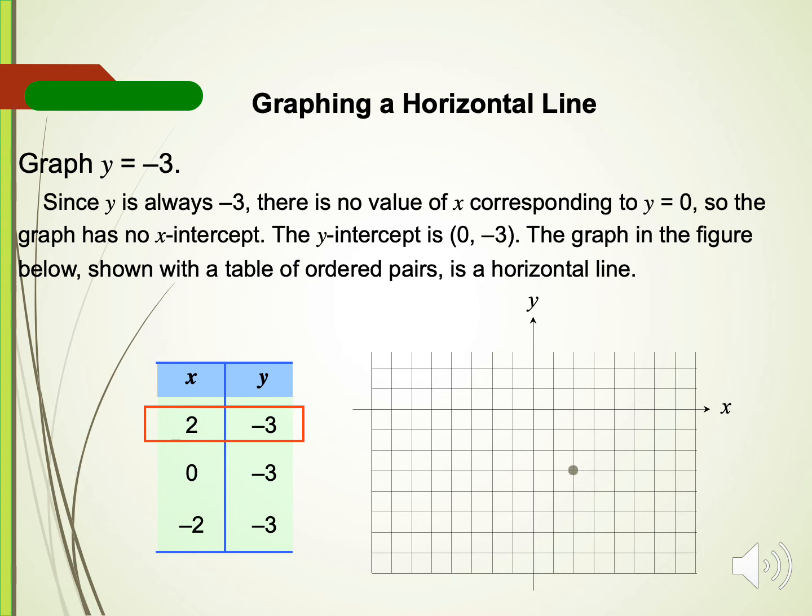So plotting these 3 points in the rectangular coordinate system, okay, notice you have there the graph of the line y equals negative 3. Or simply, you will simply locate where y equals negative 3 is located, and then draw a horizontal line passing at y equals negative 3. Okay, so next is the vertical line.